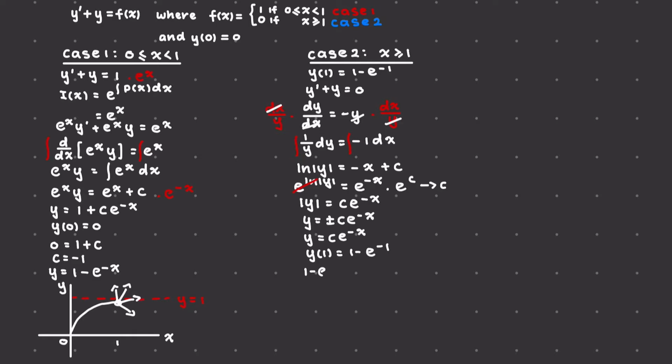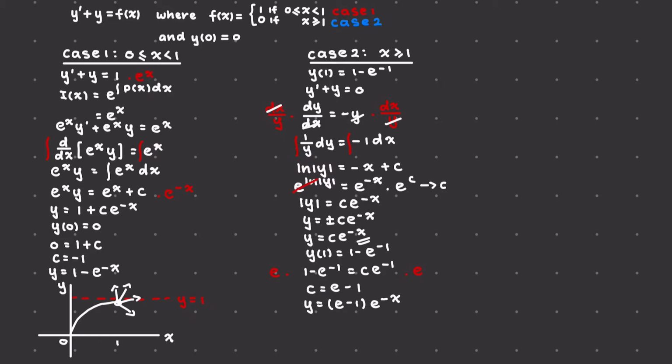1 minus e to the negative 1 equals c e to the negative 1, multiplying both sides by e, so we can remove the e that is paired up with the constant c on the right hand side. We will get c equals e minus 1. And so substituting it back here in our equation, we will get y equals (e minus 1) times e to the negative x.